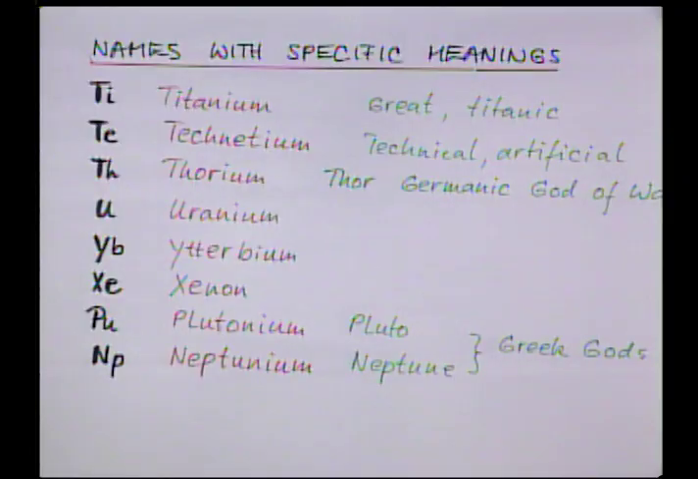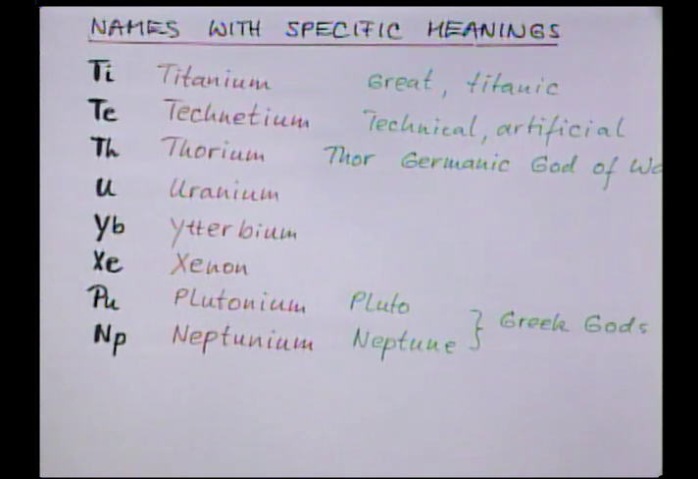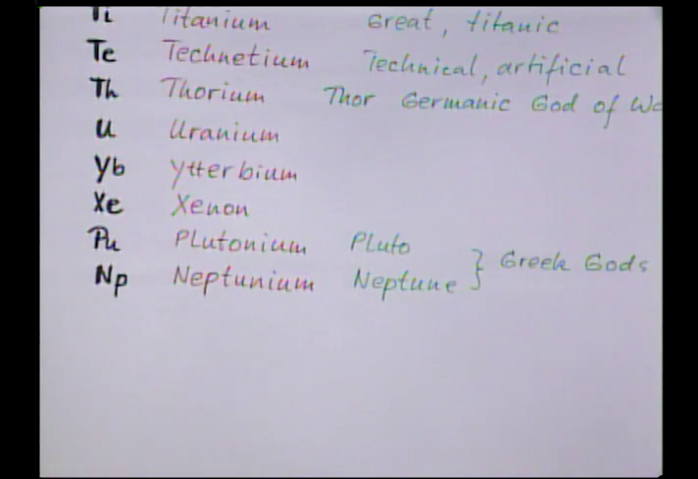Titanium comes from the Titan. Technetium, I already mentioned, means technical or artificial. Thorium comes from the Nordic god of war, Thor, a god similar to Mars. Uranium from Uranus. Ytterbium, xenon. Plutonium from Pluto. Neptunium from Neptune. And I also have a wonderful element that is named after the moon, but it's the Latin name, it's selenium.